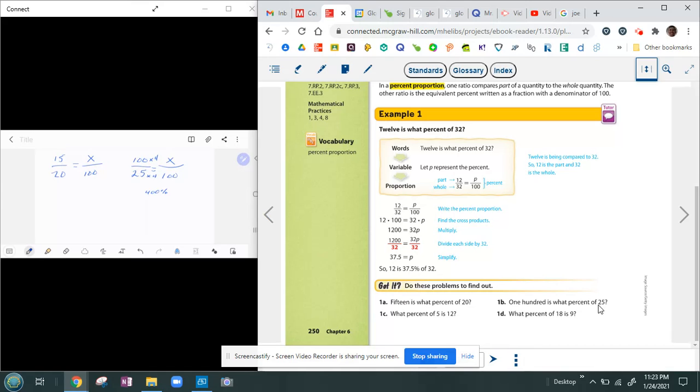Okay, so that's kind of a weird one, but we'll get used to that. What percent of 5 is 12? Now that's a little bit weird too because it's a little bit out of order. We set up our proportion, we put 100 down there. It says what percent, so we put the x up there. And then what percent of 5, so that goes down here, is 12, so that goes up there.